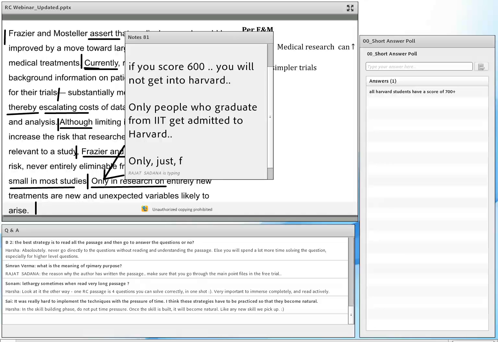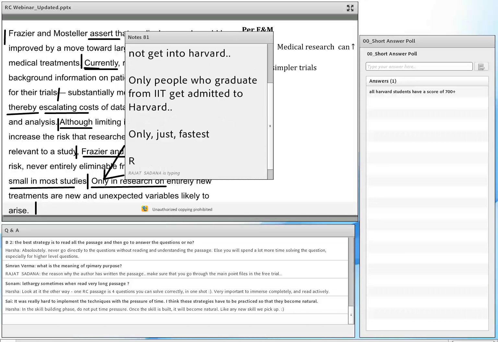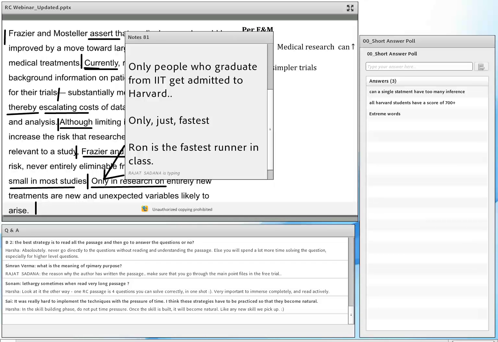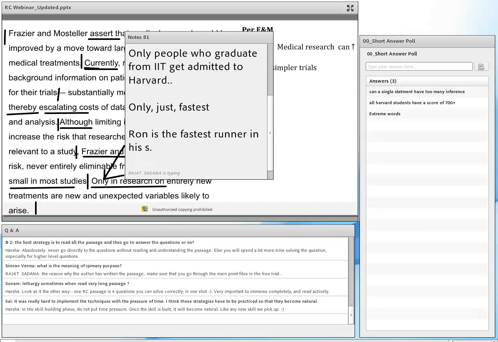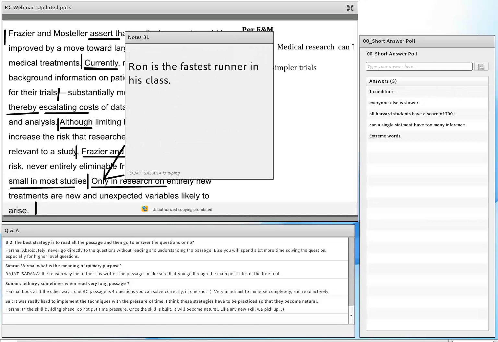So when you see the words only, just, fastest. So when you say Ron is the fastest runner in his class, what can you infer from this? What can you infer from this statement? A single statement can have multiple inferences. If you've gone through the e-GMAT inference module, you've seen examples of that.